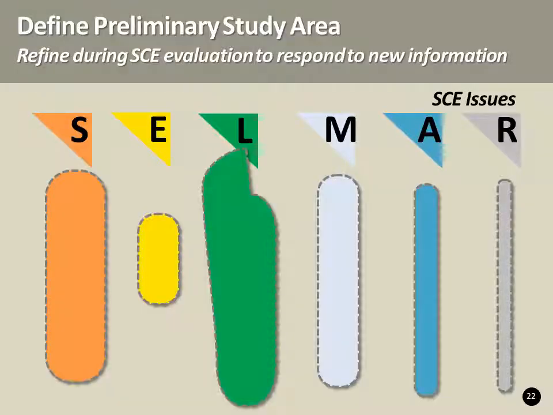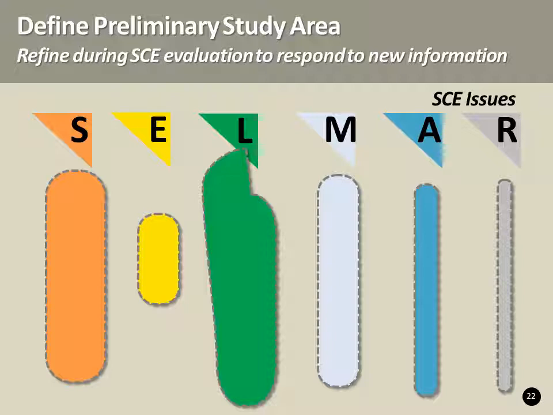Next, select an appropriate project buffer by effect type. The shape of the buffer can be adjusted to conform to the effect area, like that shown for study areas E and L, abbreviations for economic and land use changes. Select the buffer encompassing all effects of a particular type. This will be the preliminary study area.